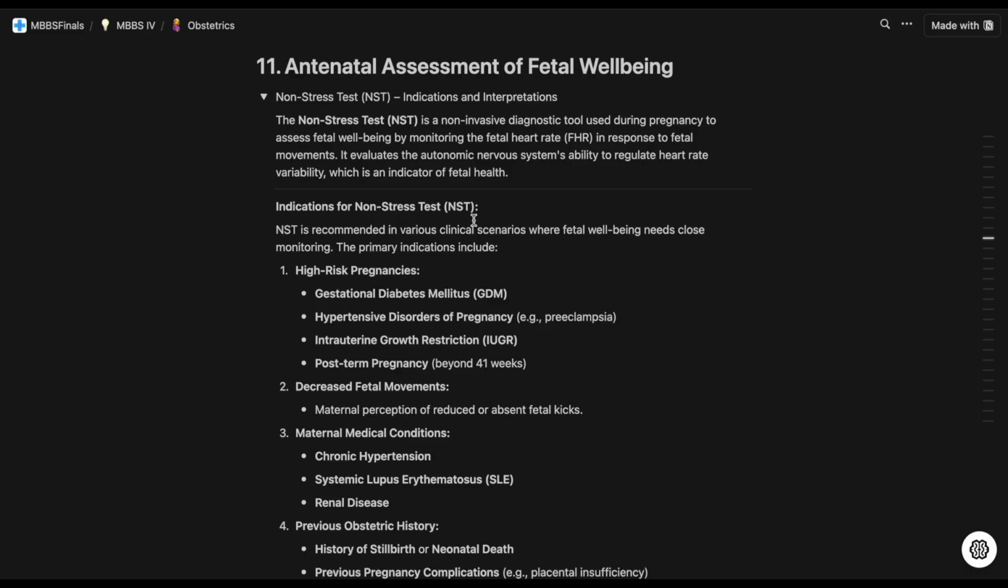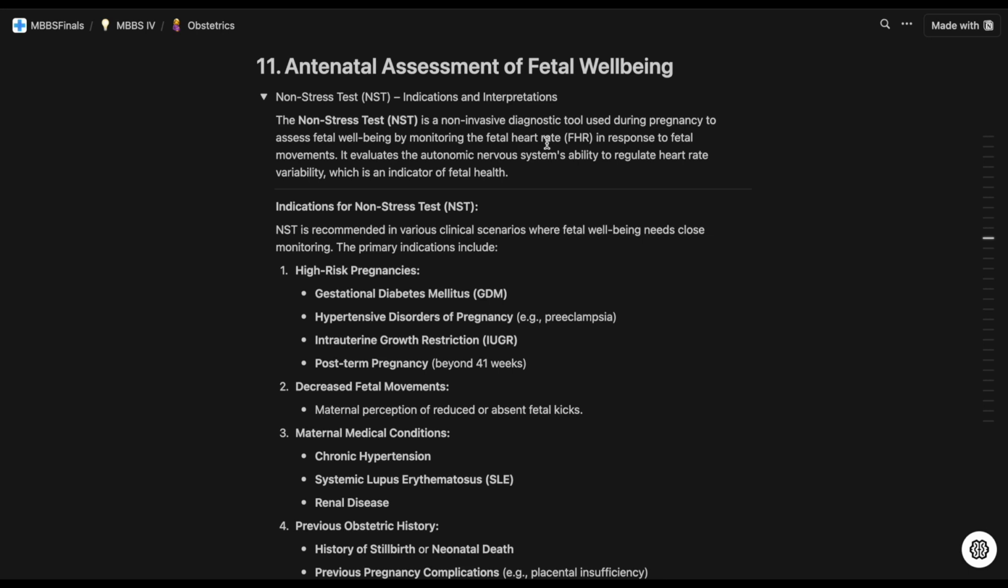Hey everyone, welcome back. Today, we're diving into an important topic in obstetrics, the non-stress test, or NST, a simple, non-invasive way to assess fetal well-being. So, what exactly is the NST, and why do we use it?